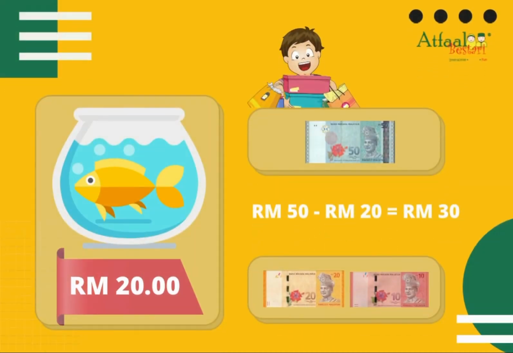Now let's try how you get the balance when you go for shopping. For example, a boy is buying a fish with 20 ringgit and gave to the seller 50 ringgit. So 50 ringgit minus 20, you get the balance 30 ringgit.